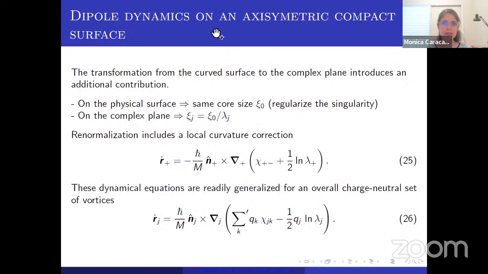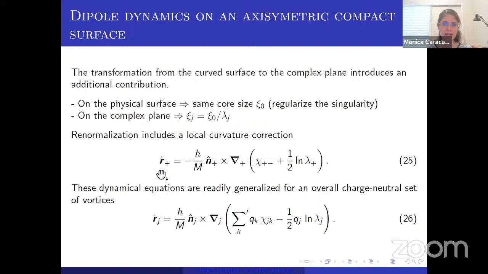Dynamics of the vortex. I'd like to remark here that this transformation to the complex plane introduces an additional contribution. On the physical surface, we have the same force for all the singularities. But if you go to the complex plane, you see that you have this denormalization of the force by the local scaling factor. As you consider the vortex J, the force will be rescaled by this scaling factor over the position of the vortex.